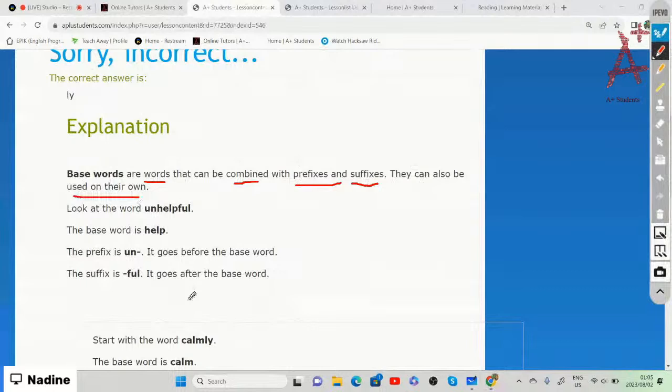So base words are words that can be combined with prefixes and suffixes, and we will find out when we put the prefix and when we put the suffix. And they can also be used on their own, right? So if we look at the word, let's say, unhelpful. So unhelpful, this is our word that we are going to look at.